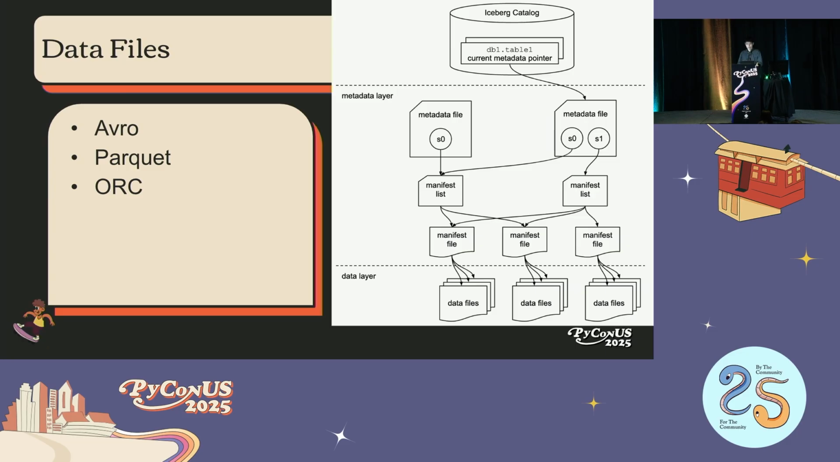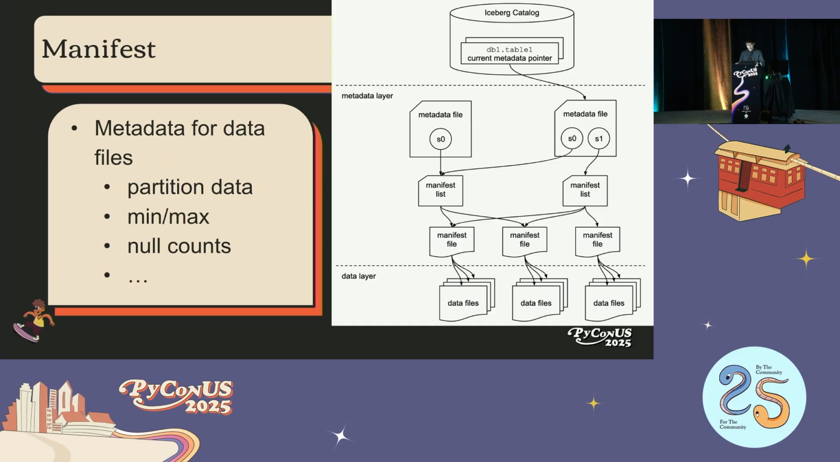First, from the bottom, we have data files. Data files are just the normal files that actually store the data. Iceberg supports storing your data in the format of Avro, which is a row-oriented format. It also supports storing data in the format of Parquet and ORC, which are more column-oriented. And of course, Parquet is now the most popular one, and also the most used one across the Iceberg world.